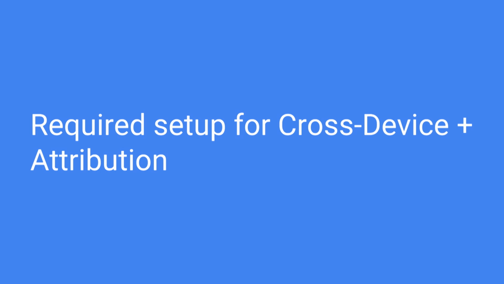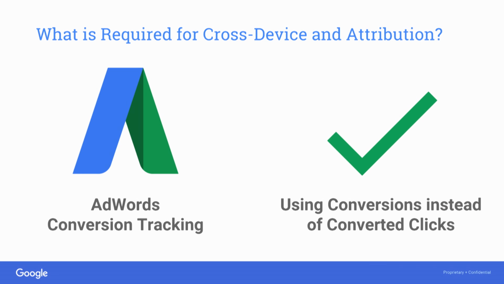Of course. All right. So I do have one final question on this topic to tie everything together. What is required to set up both cross-device conversions and attribution modeling in AdWords? Good thing to note here. There's two specific things. One is you do need to use AdWords conversion tracking. If you're using Google Analytics imported goals, we're not actually able to see cross-device conversions there. Second is you do need to use conversions instead of converted clicks. So you need to move away from the converted clicks metric.